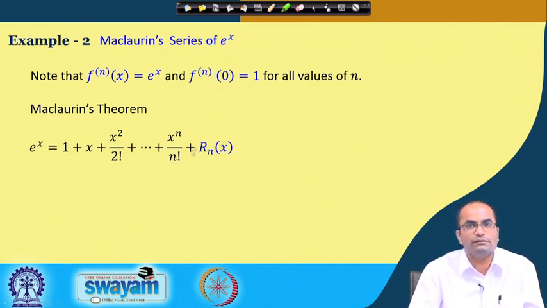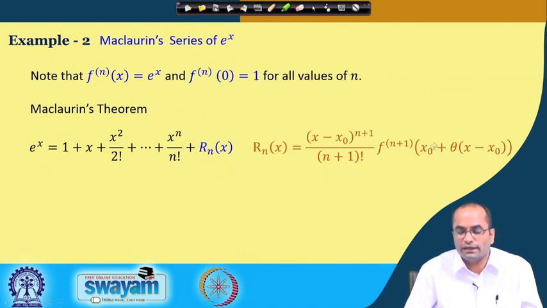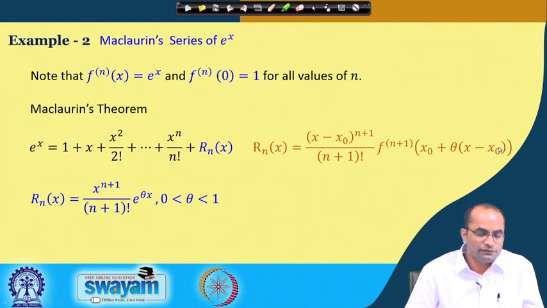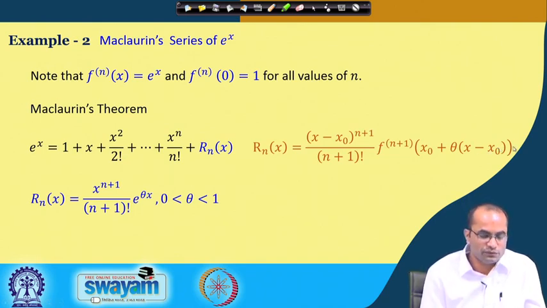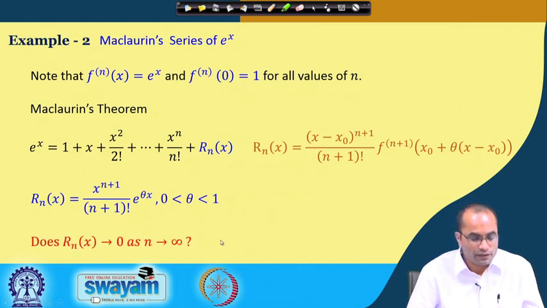So, the R n x is the remainder term, which we have just seen. The remainder term is x minus x 0 power n plus 1 divided by factorial n plus 1, times the n plus 1 derivative at some point, which is x 0 plus theta into x minus x 0. So, here if we substitute x 0 equal to 0, then we get this remainder: x power n plus 1 divided by factorial n plus 1 and e power theta x, where theta is between 0 and 1. Now we will see what happens to this R n x as n goes to infinity.